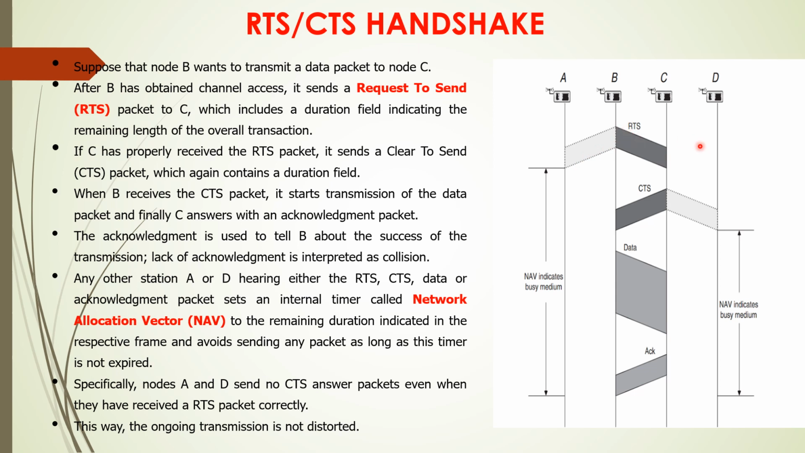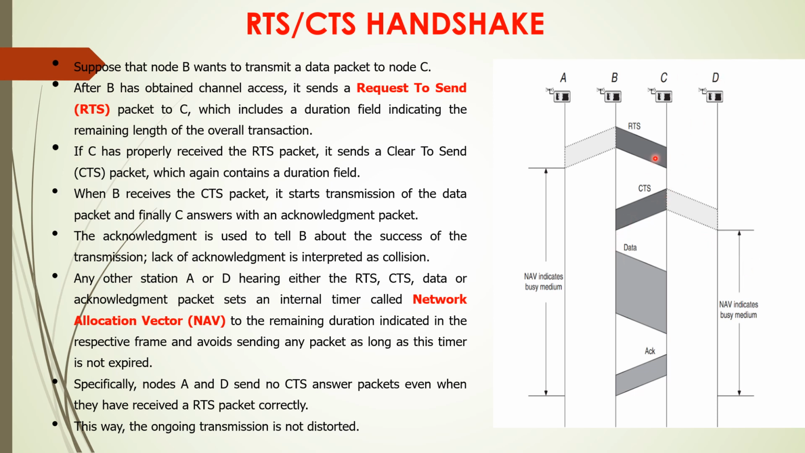Now C has received the RTS frame. C will send a clear to send packet to B. This CTS also contains the duration field and is sent back to B. After sending to B, C will send this CTS frame to its neighbor D as well. D will set a time interval called the network allocation vector. The network allocation vector is set, indicating the channel is busy because some other station is transmitting. After setting this, D will be in silent mode.